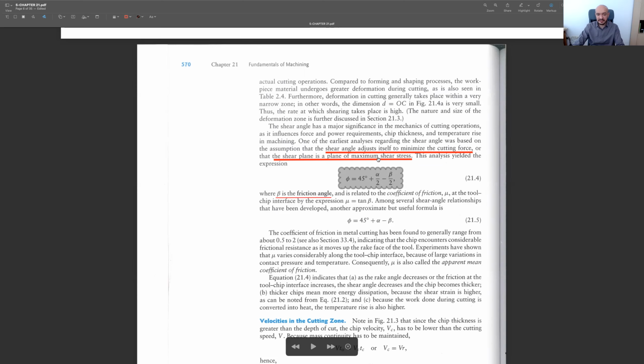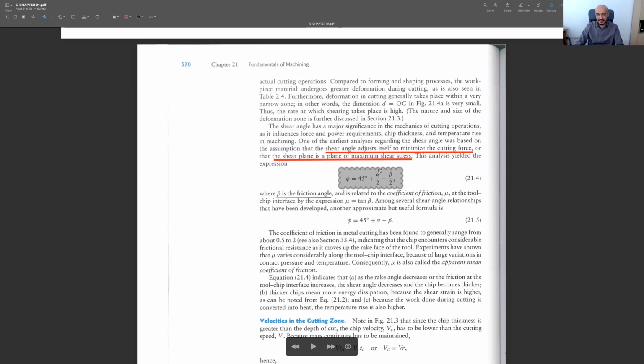And what this equation says is that if you, for instance, decrease the rake angle, which means that you make it more vertical, then we will be generating thicker chips. So what is the problem? If you generate thicker chips, then you're going to generate more energy, more heat will be generated, and things will be much more difficult. So it's better to have less thick chips generated during the manufacturing process.